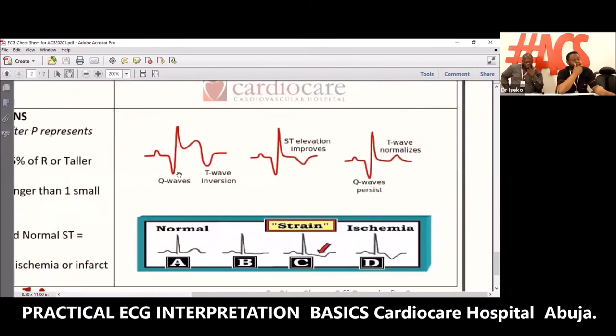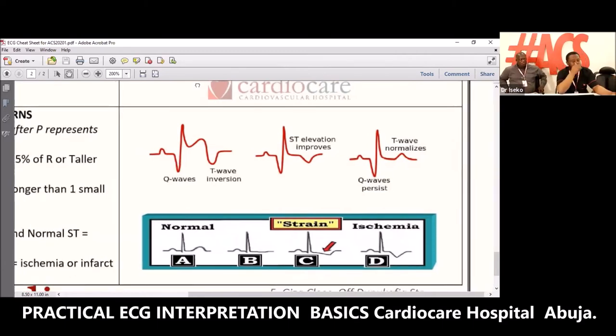So a Q wave should be big, and then you have T wave inversion. Remember that T wave inversion can also signify ischemia. And that's the end of the summary of reading an ECG.